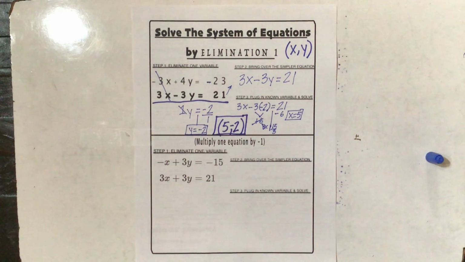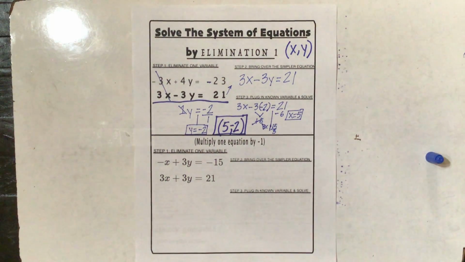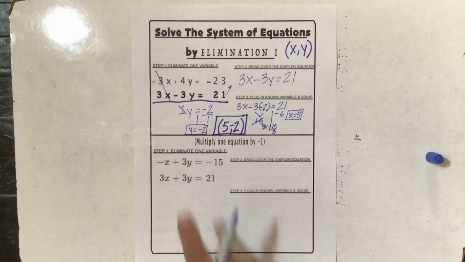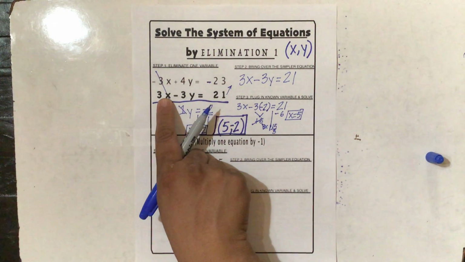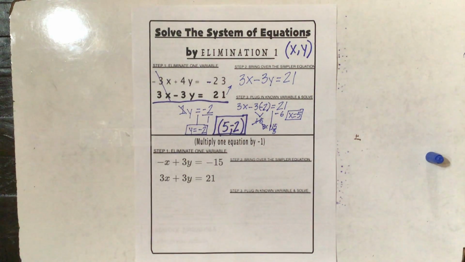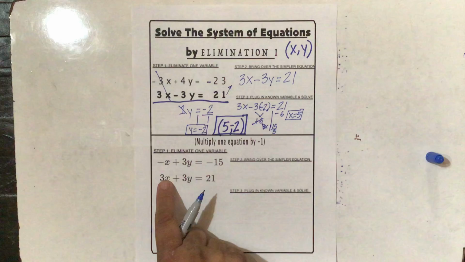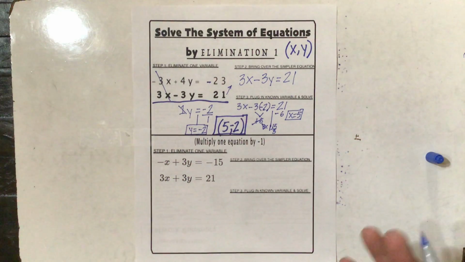The second type of problem you're going to see, it says here in parentheses, multiply one equation by negative 1. And I'm going to show you why that is the case. Remember, negative 3x cancels with positive 3x. Opposites cancel. If you see here, do we see any opposites? These are not opposites. 3y and 3y are not opposite. They're exactly the same thing.